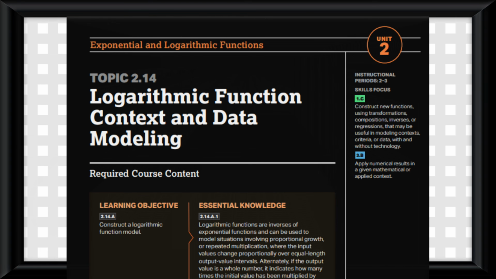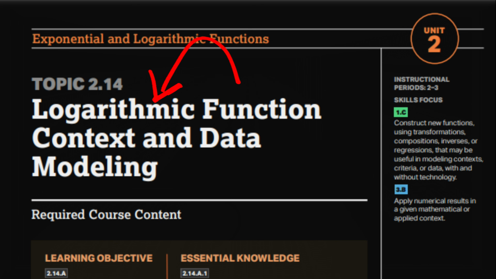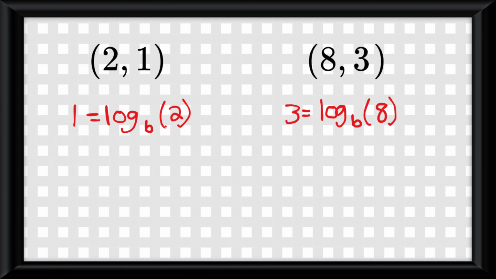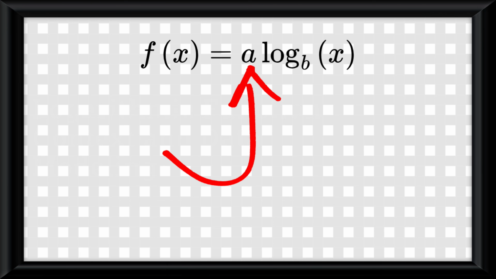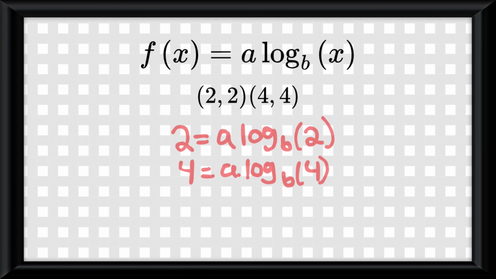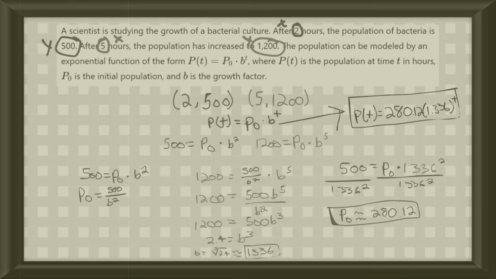Topic 2.14 is all about modeling logarithmic functions from data. So understand this, you really only need one or two input-output value pairs to derive a log function. You do this by entering the points into the skeleton log function and rearranging it and using algebra to solve for b. But more than likely you'll have an a to solve for too, which in this case you would just have to solve a system of equations like you did back with exponential functions.